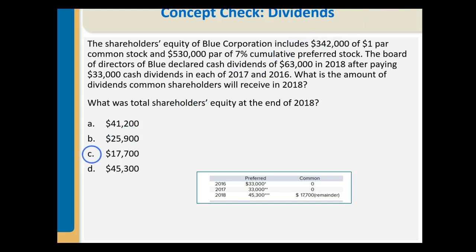So as you see, the remainder of the shareholders' equity after the preferred dividends were satisfied, the remainder would be the $17,700.